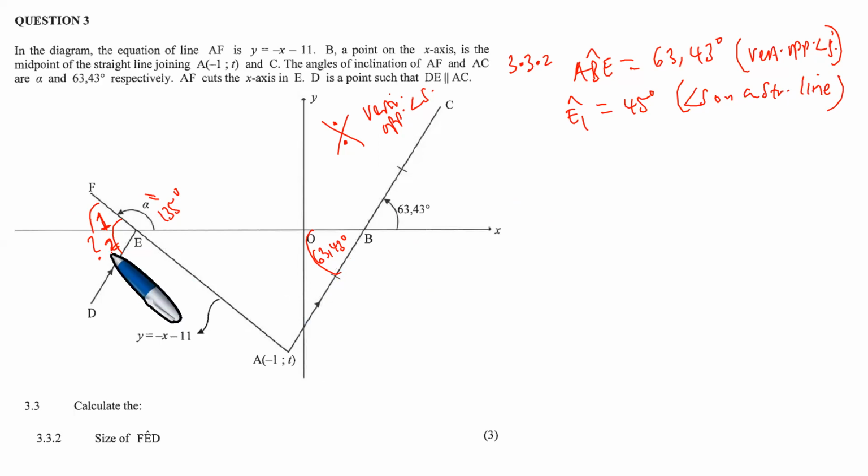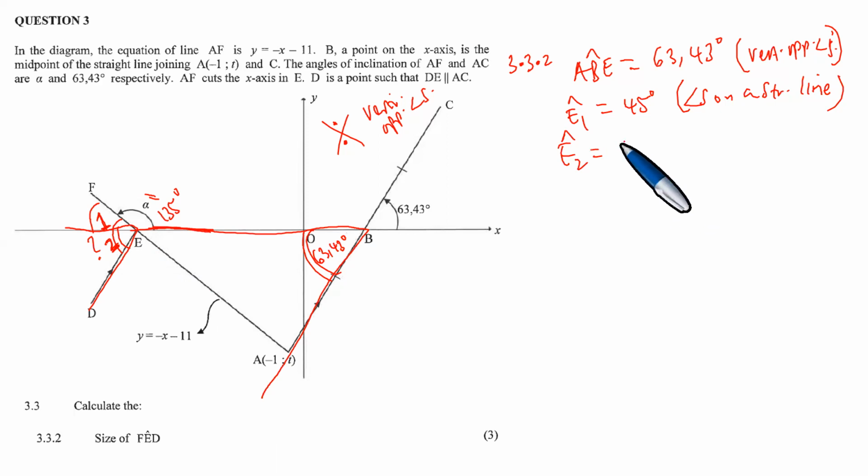Now we have E2. So how do we find angle E2? You can see this one here, and then you see this here. You have this. So you have that this angle here is equal to that angle there. So what is angle E2? It is 63.43 degrees.